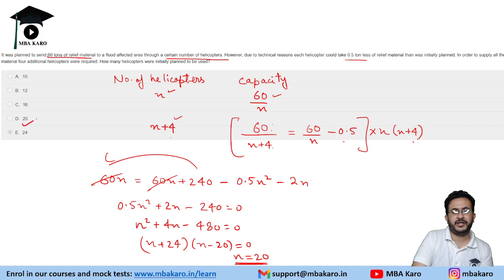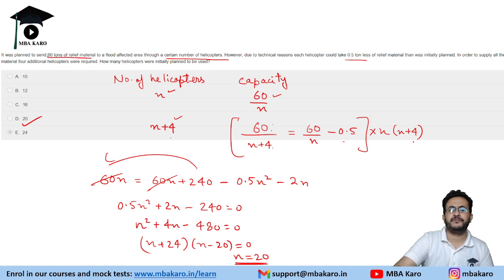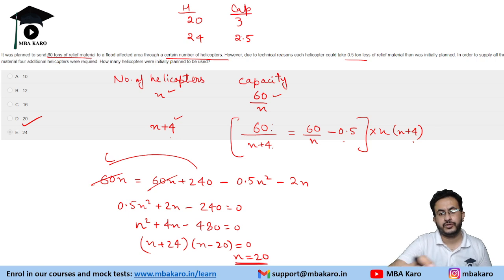So I made a mistake. I marked the final number as the answer, although I had calculated the right thing. But while marking the answer, I made a mistake in this question. You can verify also. If there are 20 helicopters, the capacity is 3. If there are 24 helicopters, the capacity becomes 2.5, which is a difference of 0.5. So the original number of helicopters is 20.